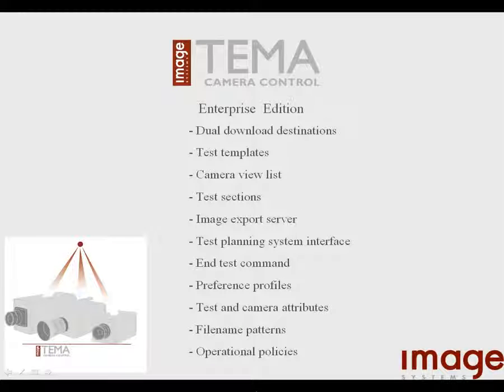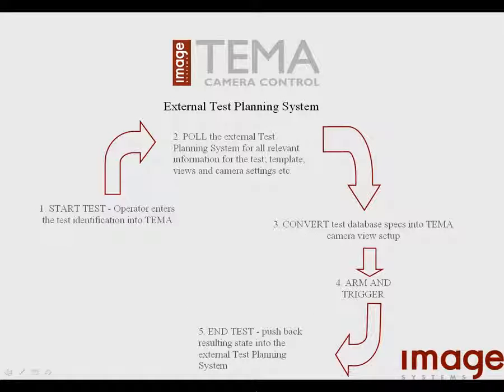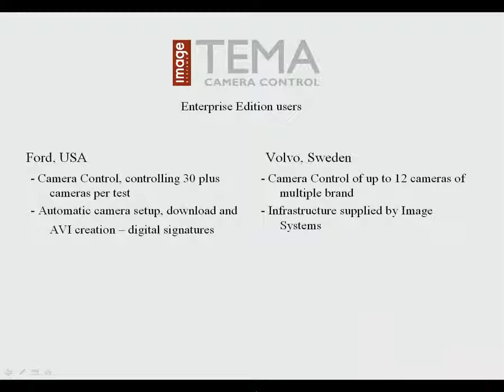The Enterprise Edition has many features that assist the user who has many cameras to handle. As you can see, the whole process can be externally driven, and the operator only has to bring in the XML files to initiate the camera setup. Then he has to check the images and adjust if necessary, and finally arm and trigger. The two main users of this system are Ford and Volvo. Now for a short run on a typical operation of the system.